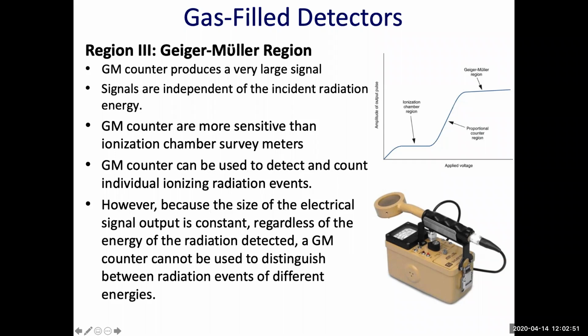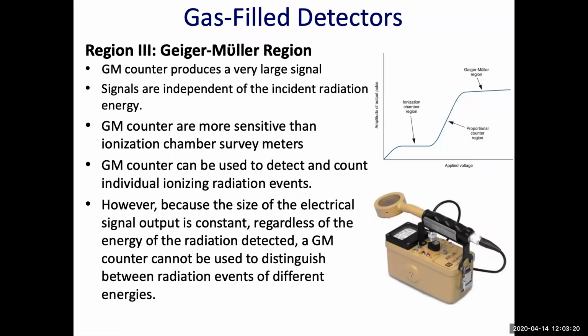However, because the size of the electrical signal output is constant, you see here the plateau, regardless of the energy of the radiation detected, a Geiger-Müller counter cannot be used to distinguish between radiation events of different energy. We say that this kind of counter cannot discriminate between different energies. So the Geiger-Müller counter is good for contamination monitoring, providing the radionuclide identity is known.